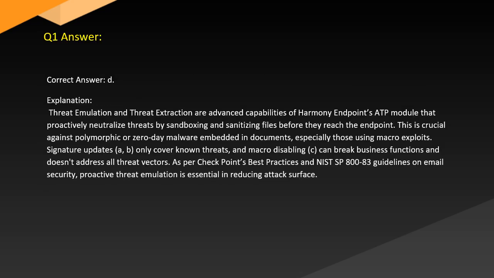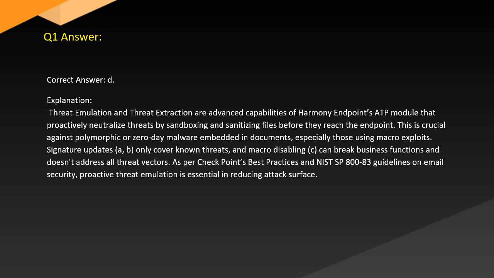Answer. Correct answer: D. Explanation. Threat emulation and threat extraction are advanced capabilities of Harmony Endpoint's app module that proactively neutralize threats by sandboxing and sanitizing files before they reach the endpoint. This is crucial against polymorphic or zero-day malware embedded in documents, especially those using macro exploits.